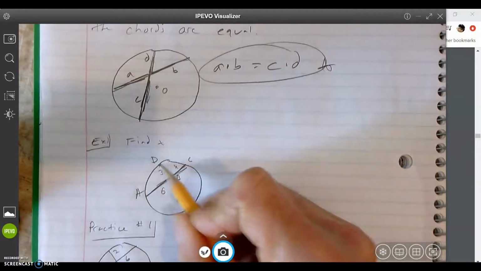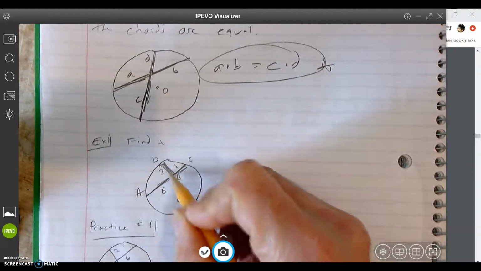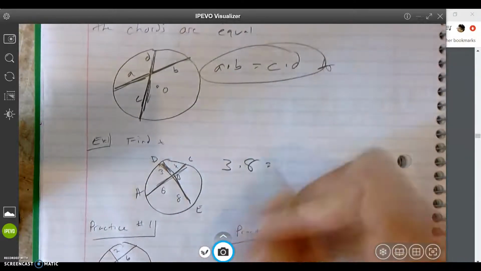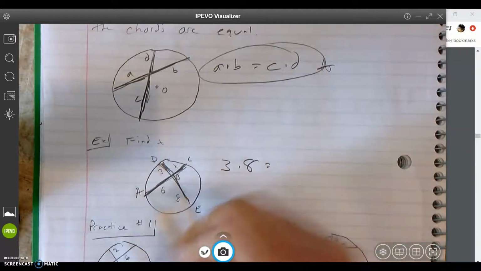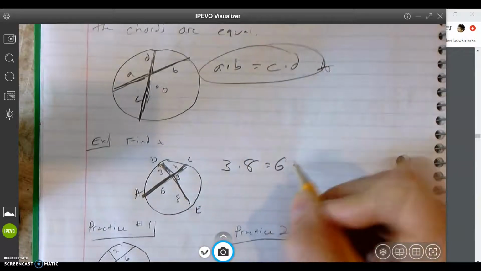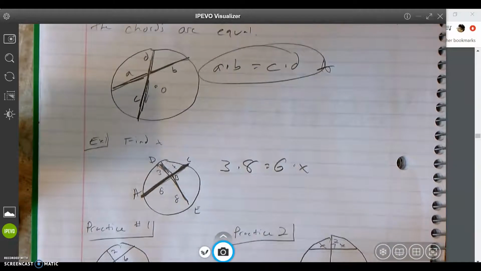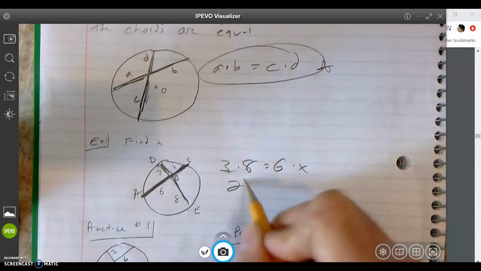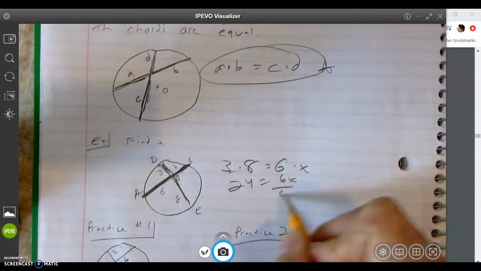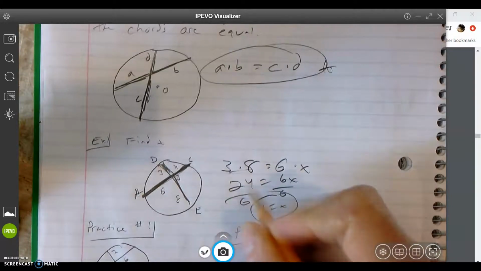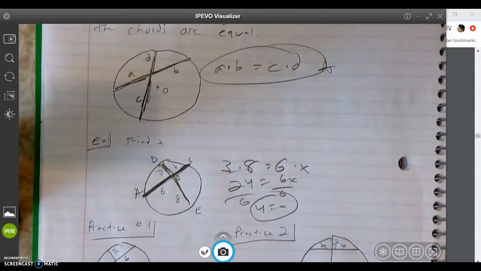They intersect. So that means that this part, 3, times the second part of the chord, 8, is going to be this chord here. So it's going to be 6 times X. Easy. So 3 times 8 is 24. This is 6X divided by 6. 6 times what is 24? That would be 4. So X is 4 in this picture. Easy, got it. Alright, so now let's do some practice problems.